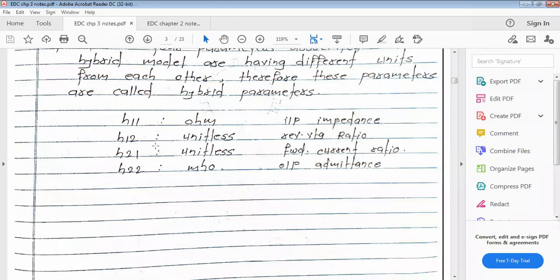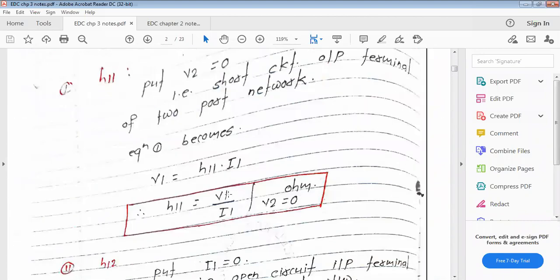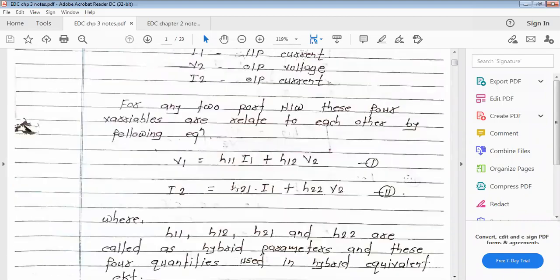Okay, next H12. To calculate the value of H12, what do we have to do? We have to make I1 0. See here in this equation 1, if we put I1 as 0, what will we get? V1 is equal to H12 into V2. So what is H12? It is a ratio of voltages, V1 upon V2. As it is a ratio, we can say it is unitless. V1 is in volts, V2 is in volts, volts get cancelled, and that's why H12 is a unitless quantity. So it is a gain.